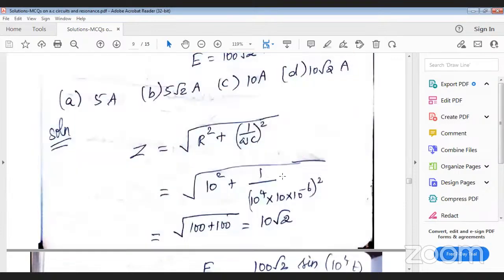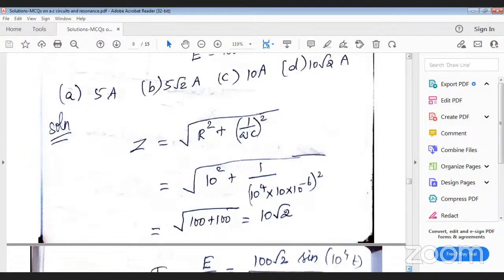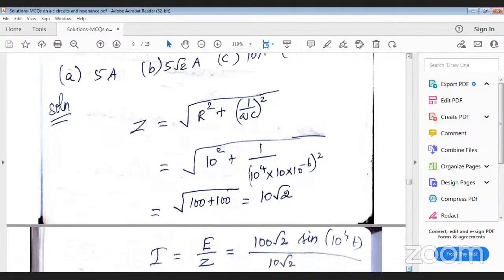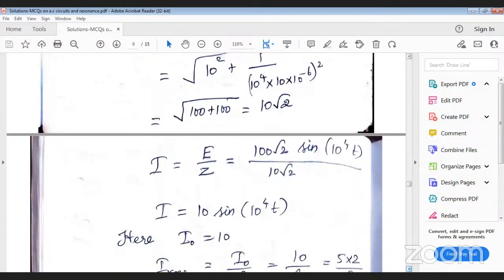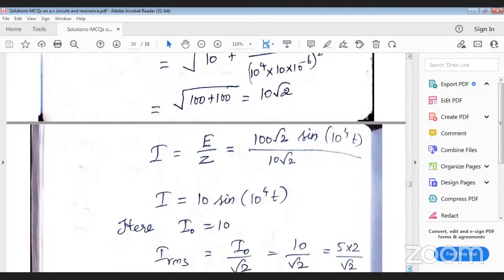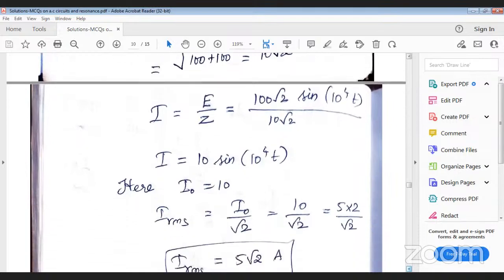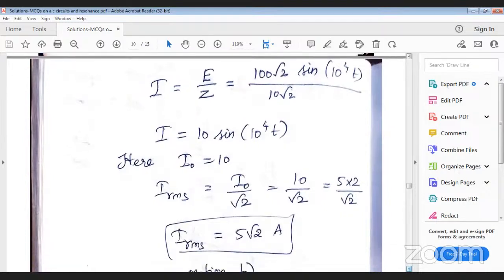And C value. C is 10 microfarad, that is 10 into 10 power minus 6. After applying, you will be getting impedance value 10 root 2. And then I equal to E by Z. E you know very well and Z you know very well. After dividing this, you are getting I equal to 10 sine 10 power 4t. This means I naught is equal to 10.